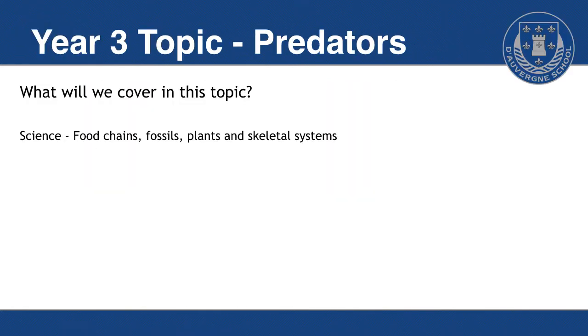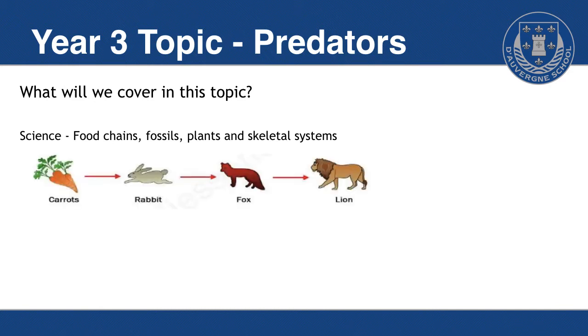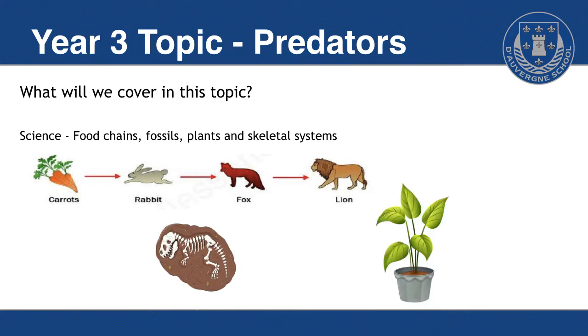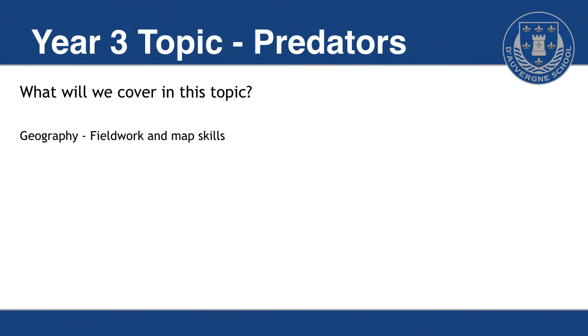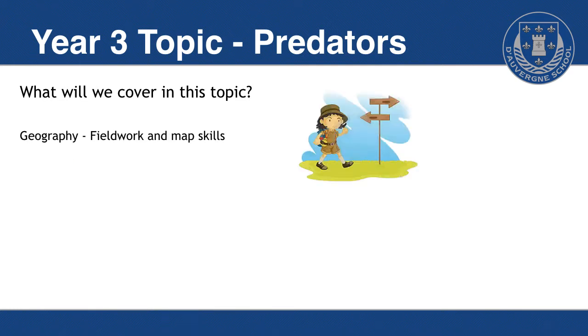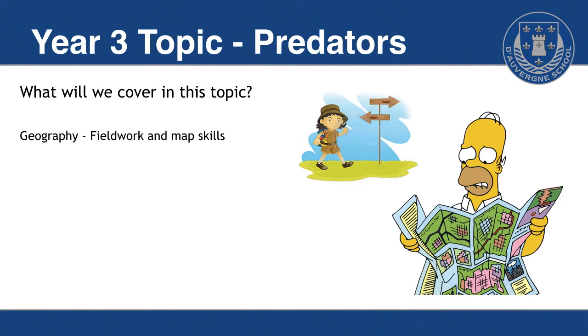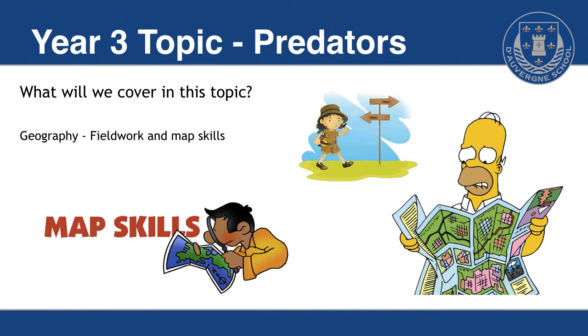So, moving on, what will we cover in this topic? Well, we will cover some science, something to do with food chains, fossils, plants, and skeletal systems. And we'll be covering some geography to do with some field work, so getting out into our environment, having a look at things. We will be using our map skills as well. Hopefully you won't be looking like Homer Simpson, you'll be looking a bit more like the boy with the black hair, investigating and using map skills appropriately.